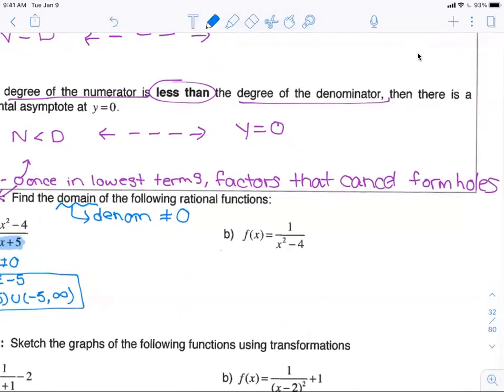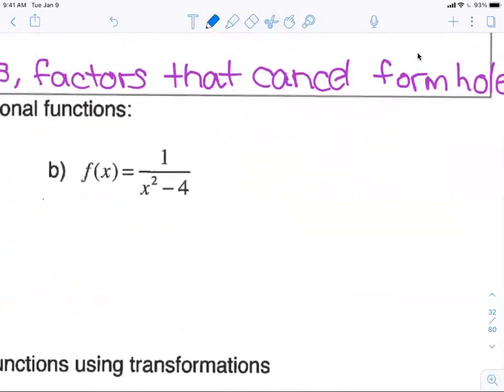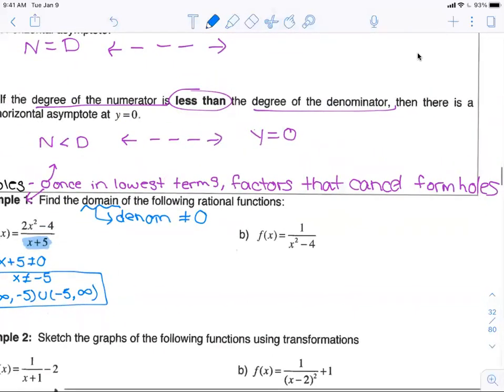Next one, same idea. I'd like you to go ahead and stop, and I'm going to have you solve this one, please. All right, welcome back. So if you were following along from above, all you do is set the denominator not equal to 0 and solve.